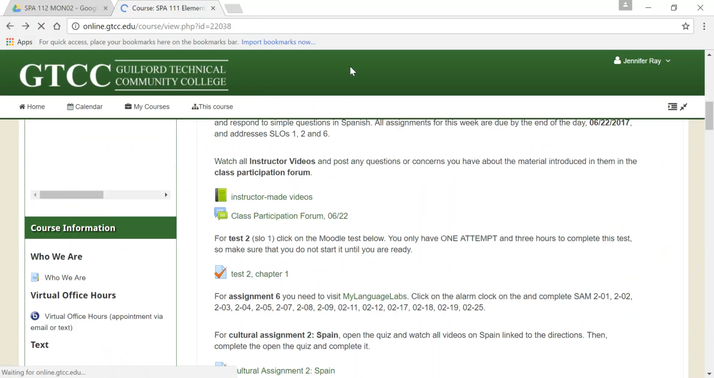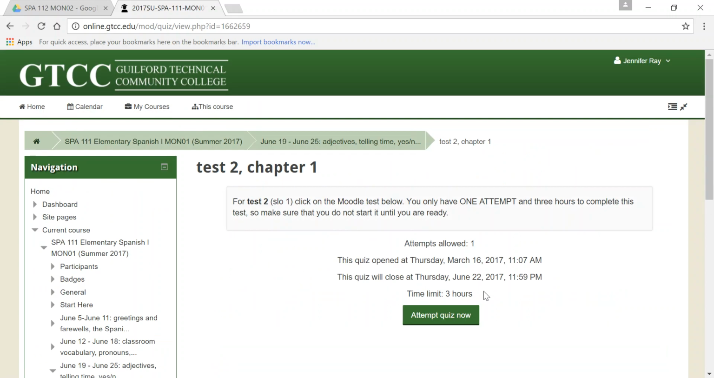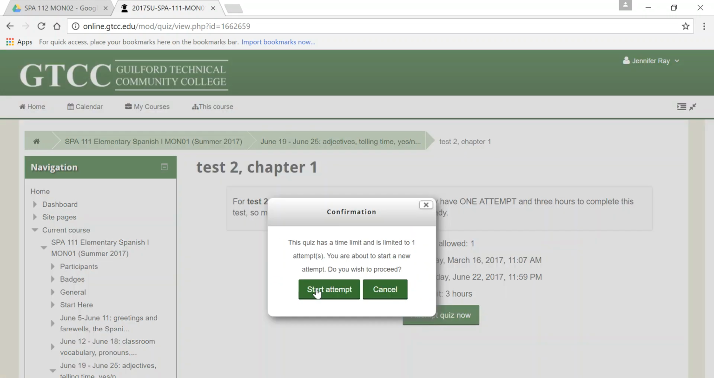Then you'll go back out to our site. For this week, you have a test on Chapter 1. So you only have one attempt in 3 hours to complete the test, so make sure you don't start it until you're ready. This test is in Moodle, so when you're ready, you're going to click here and open it up. And then you'll hit Attempt Quiz Now when you're ready.